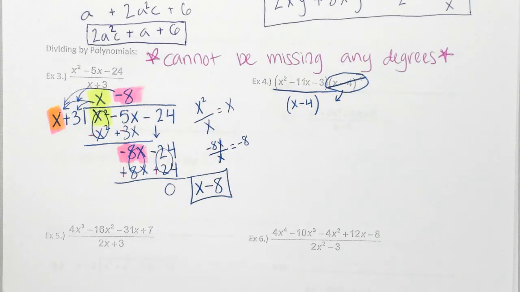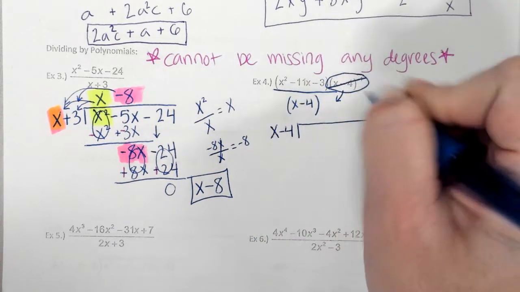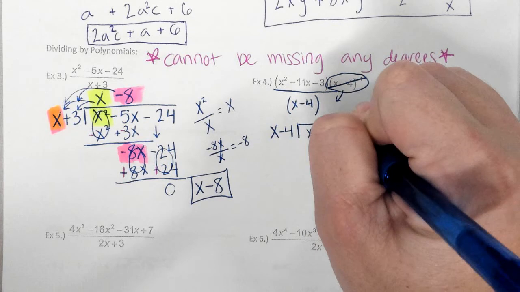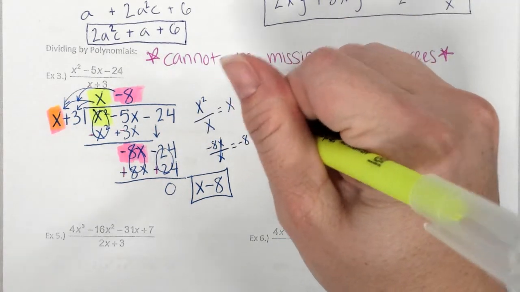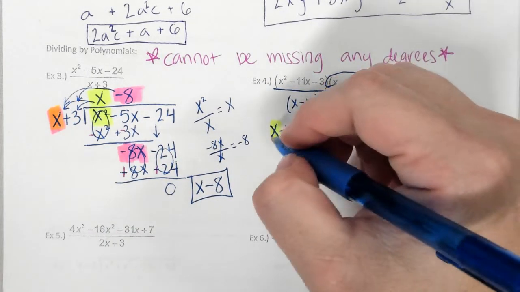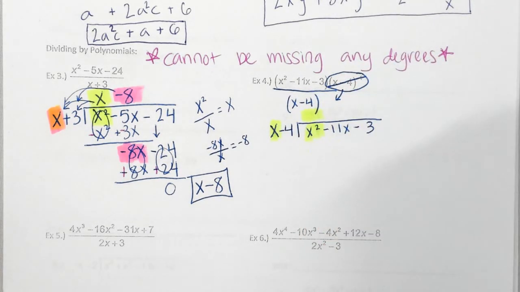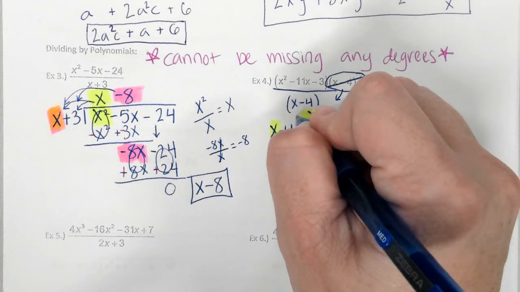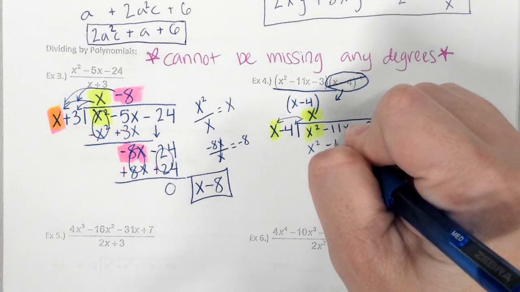Okay, so we're going to set it up just like before. Horse stays outside. Cowboy goes inside. And we start at the same place. First term. It's going to be the first term of your answer. So now I'm going to talk about it as multiplication. X times what gives you x squared? X times x gives you x squared. So then I multiply. X times x is x squared. X times negative 4 is negative 4x.